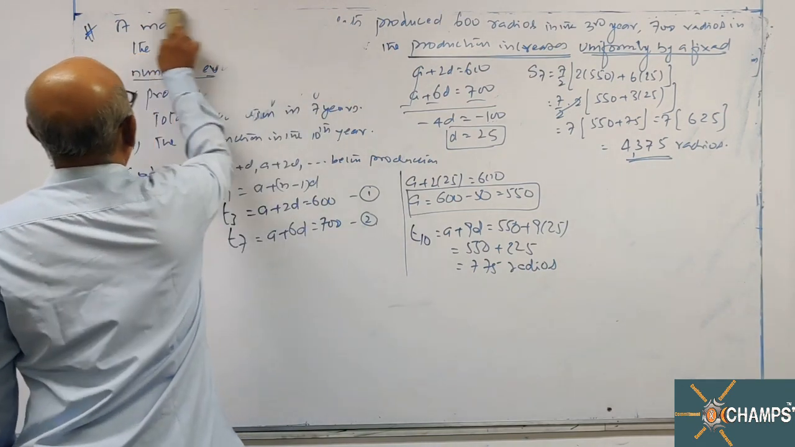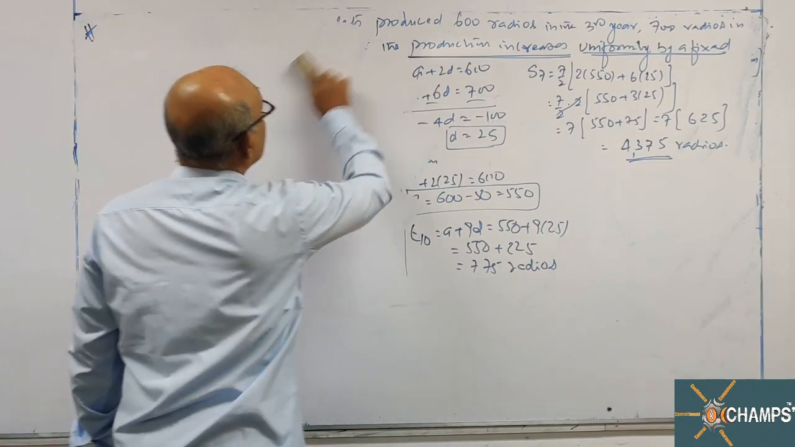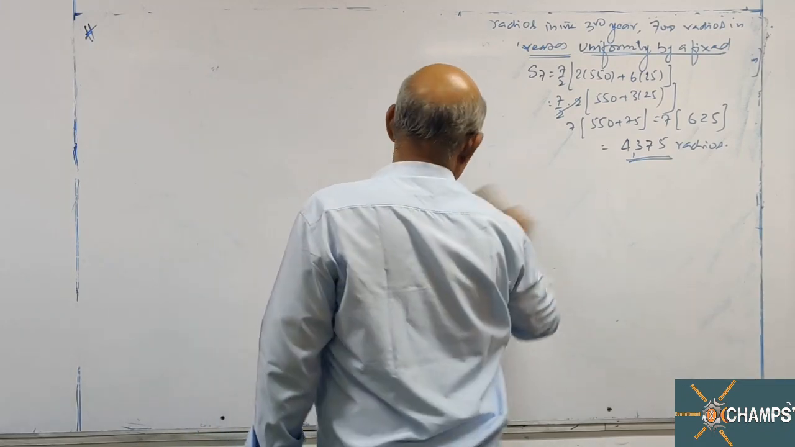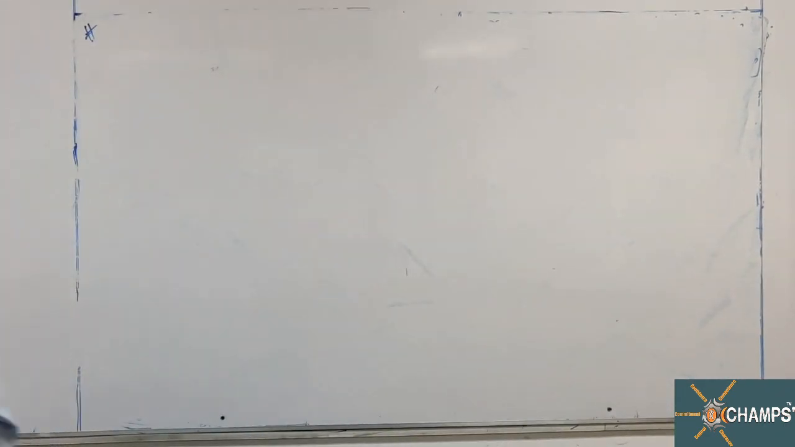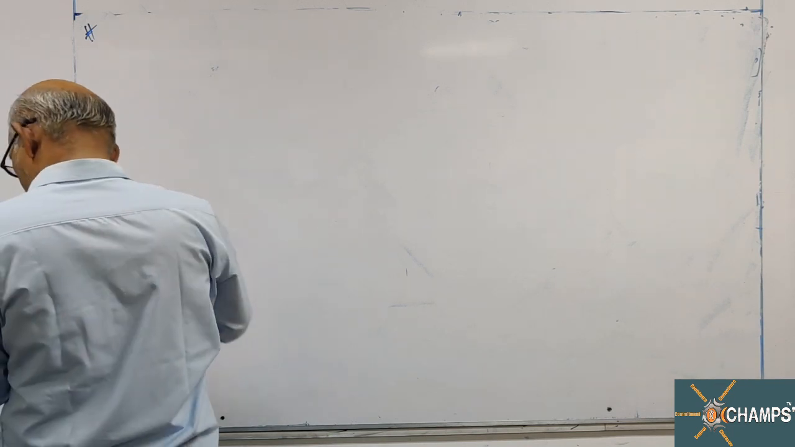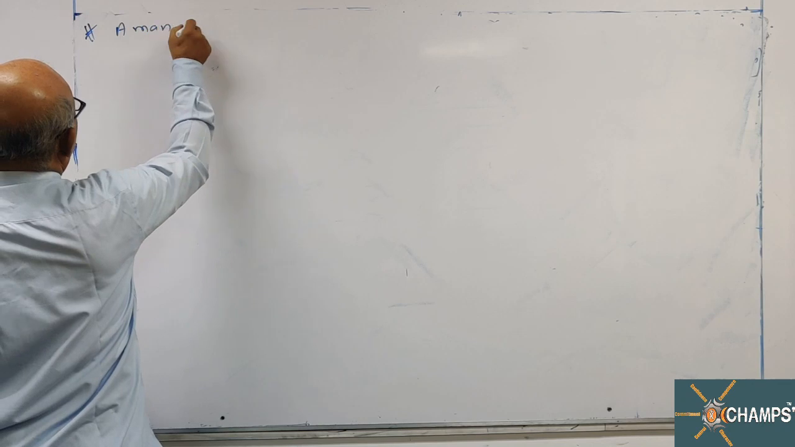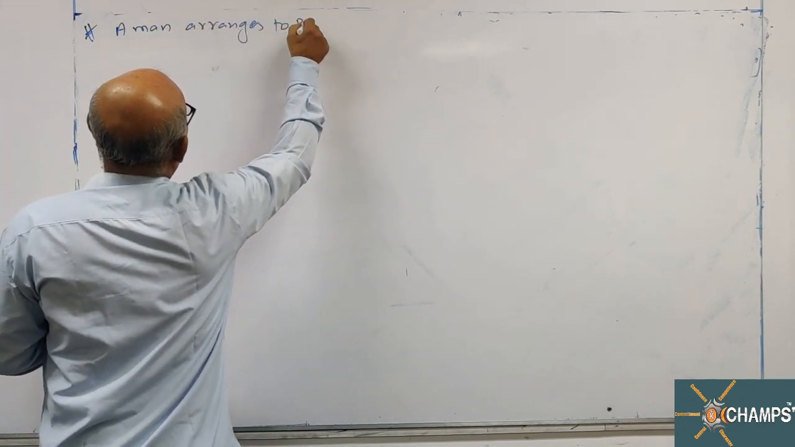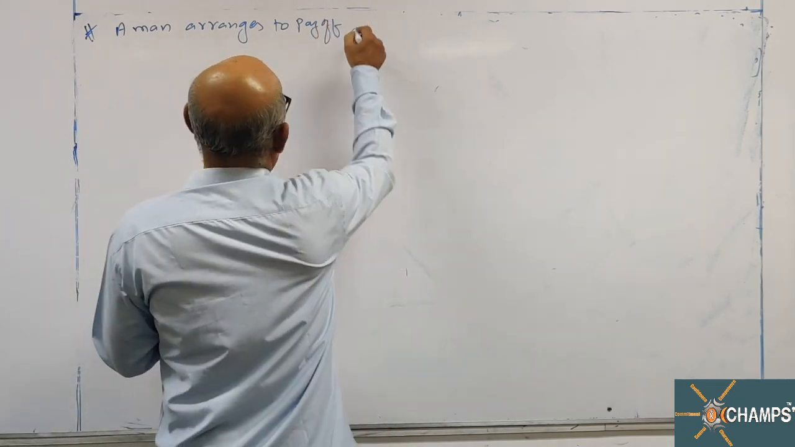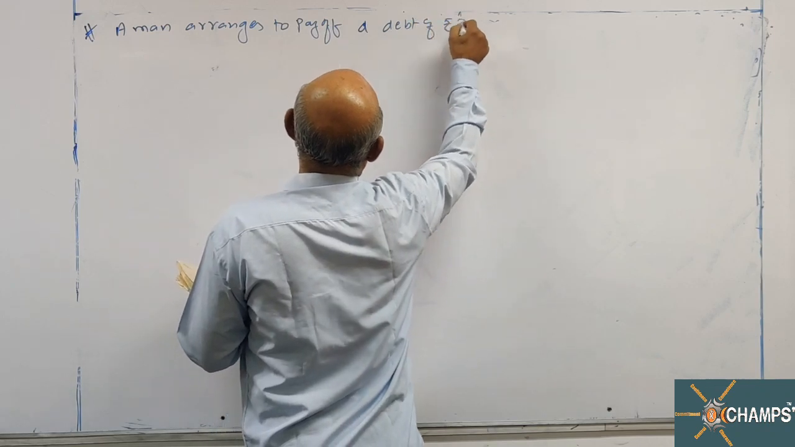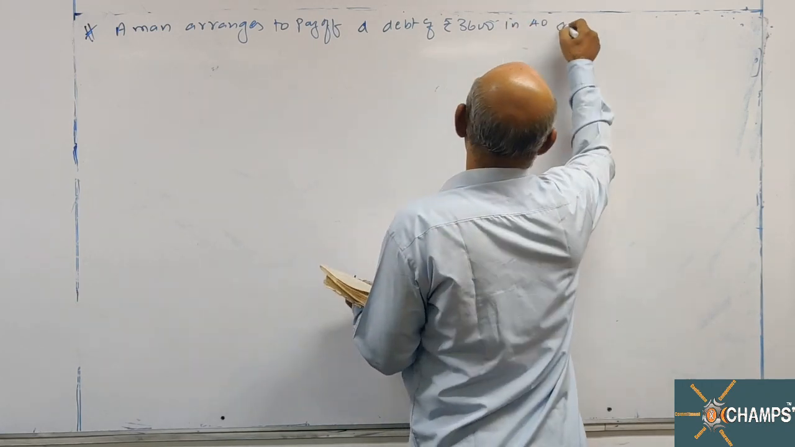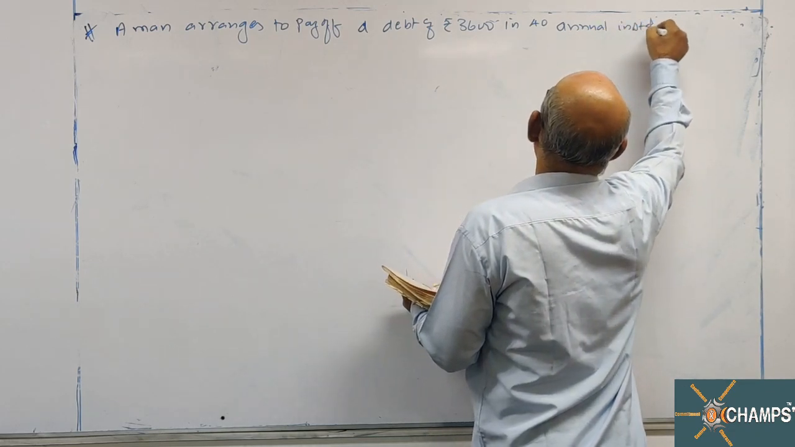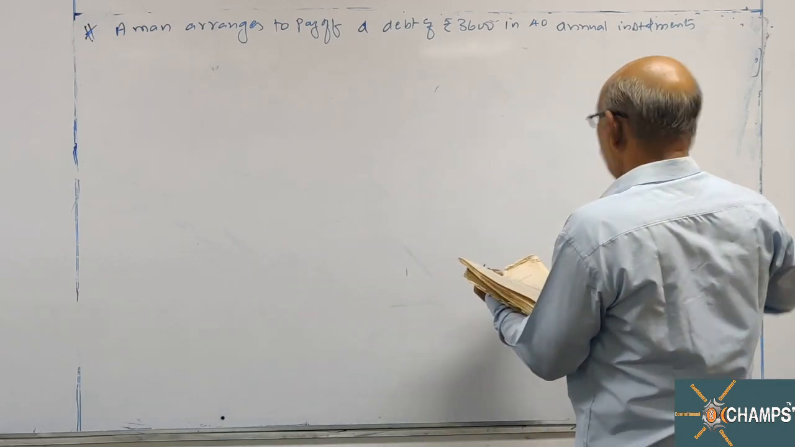Okay, let's go to the next question. A man arranges to pay off a debt of rupees 3,600 in 40 annual installments which form an AP.